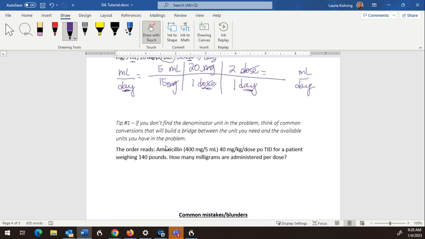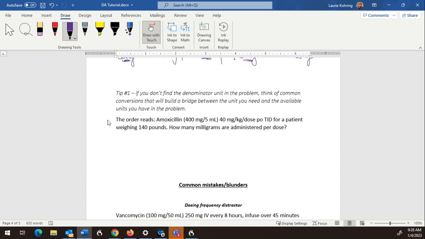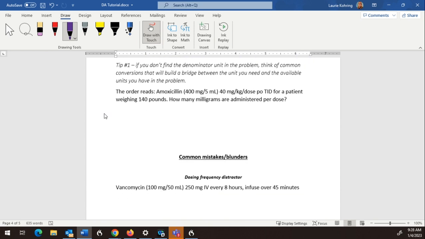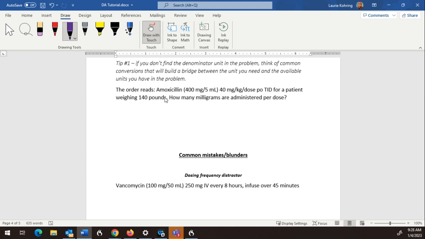All right, so when I mentioned that you need to have your common conversions memorized, this is an example of why. So we have this problem, amoxicillin, 40 milligrams per kilogram per dose, 3 times a day for a patient weighing 140 pounds. How many milligrams are administered per dose? So again, I'm going to go to my last sentence here. See milligrams per dose.